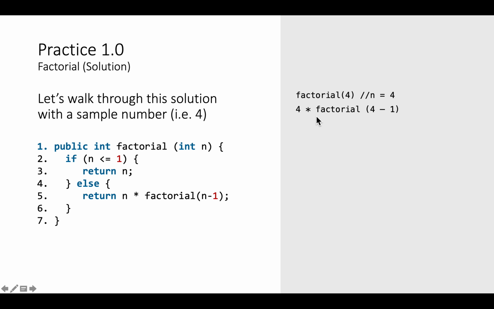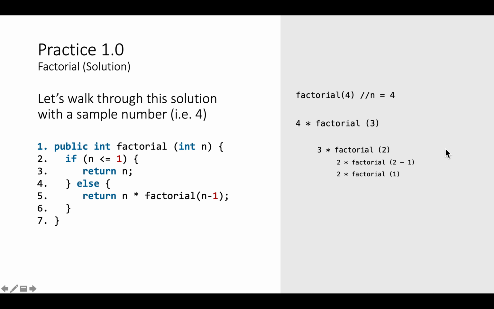This part here is calling the method again. 4 minus 1 is 3, so that's the same as calling 4 multiplied by factorial 3. You can just ignore that first part. Now, factorial 3 is going to call this function again, but now I have a new value for n, which is 3. So I'm going to say 3 multiplied by factorial of 3 minus 1, which is 3 multiplied by factorial 2. Moving on, 2 multiplied by factorial 1.